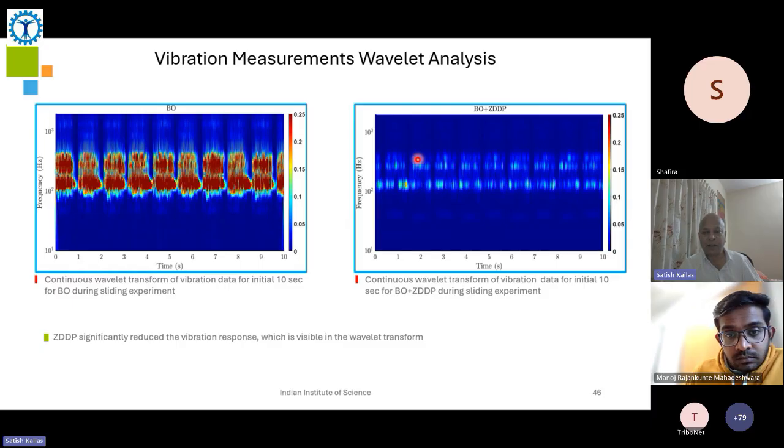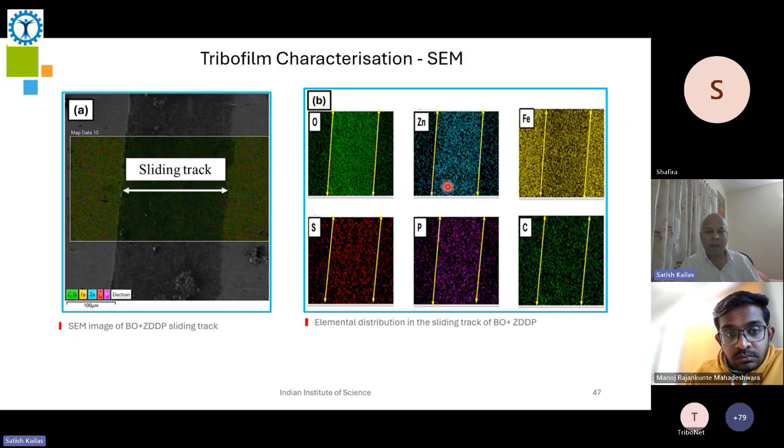Some detailed analysis has still to be done on where exactly these noises are coming from in the system, or when the sliding happens. We did some analysis of the tribofilm formed, clearly showing a zinc sulfur tribofilm that is forming on this.